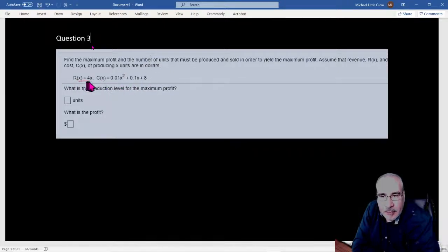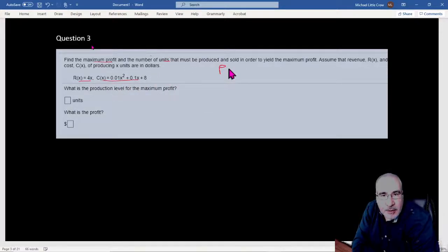We've got a revenue function. We've got a cost function. I want to find maximum profit, and then how many units must be produced and sold in order to yield the maximum profit. Assume that revenue and costs producing X units are dollars. Okay. First thing we need is the profit function.